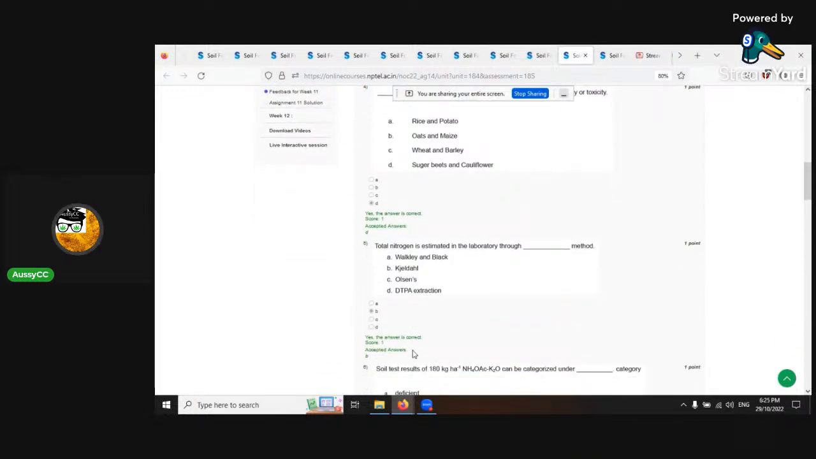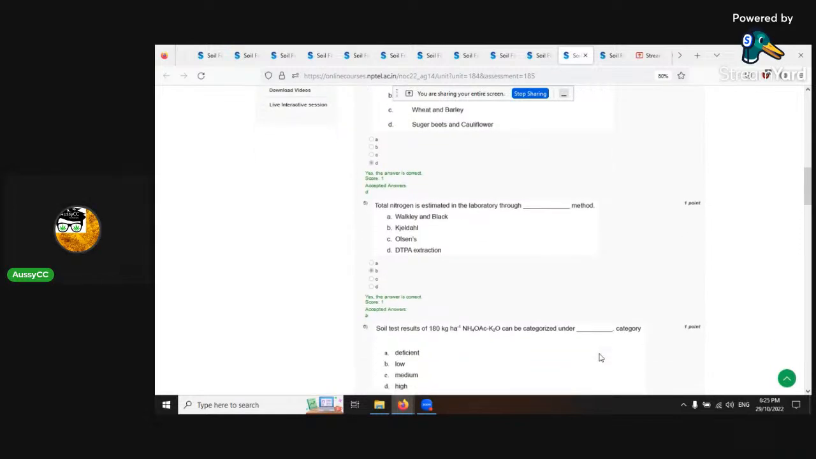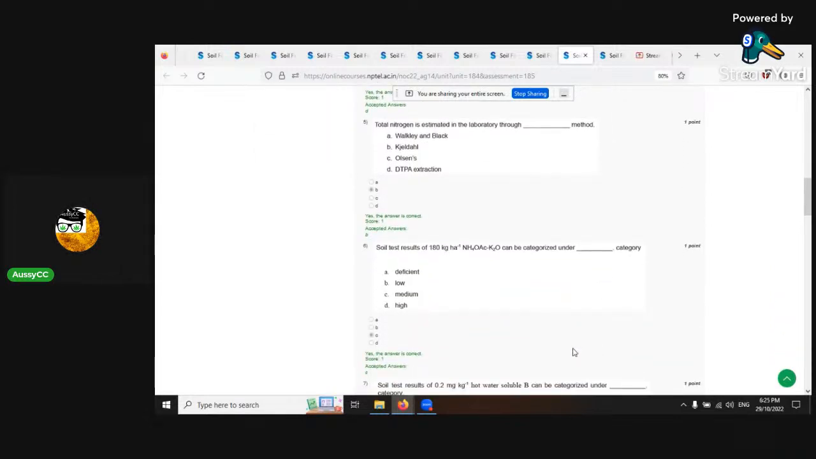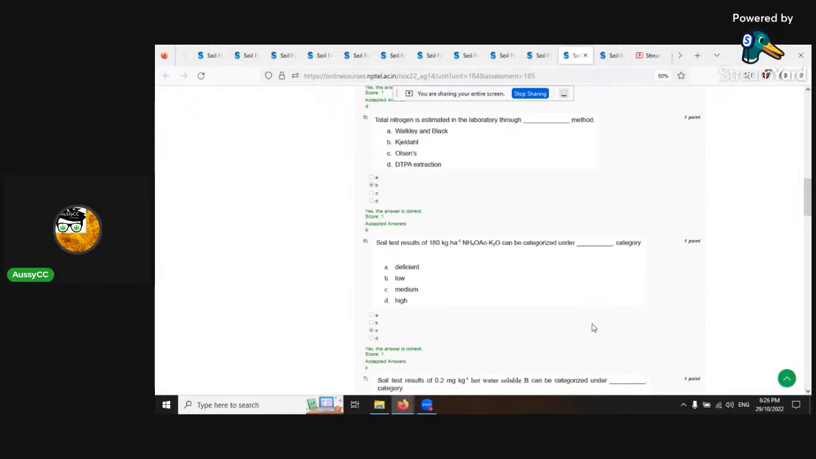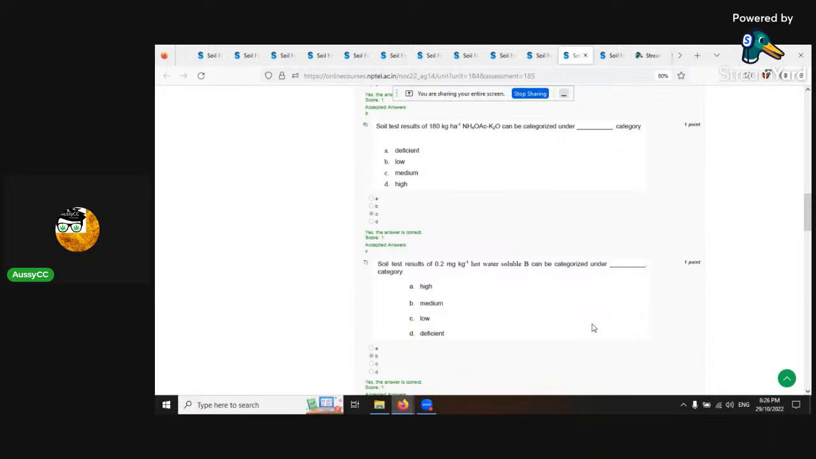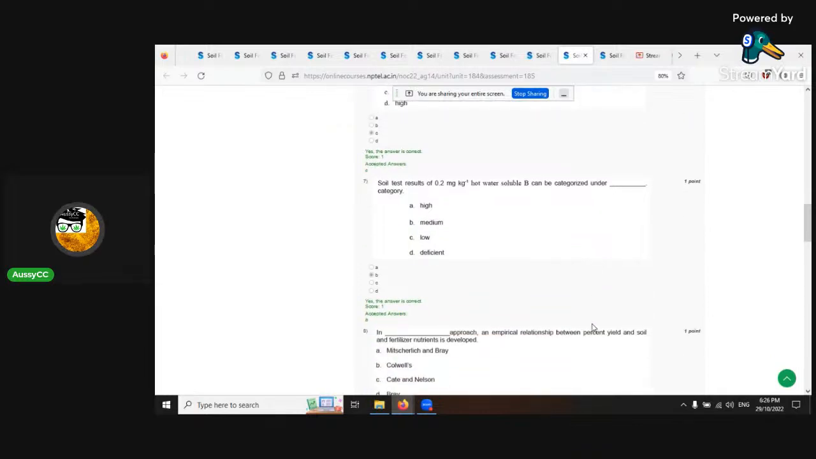Soil test results can be classified: 180 is a medium level. Soil test for 0.2 gram of boron. 0.2 is low. No, it's medium. Boron, yep, medium. It's Mitscherlich's and Bray's approach.